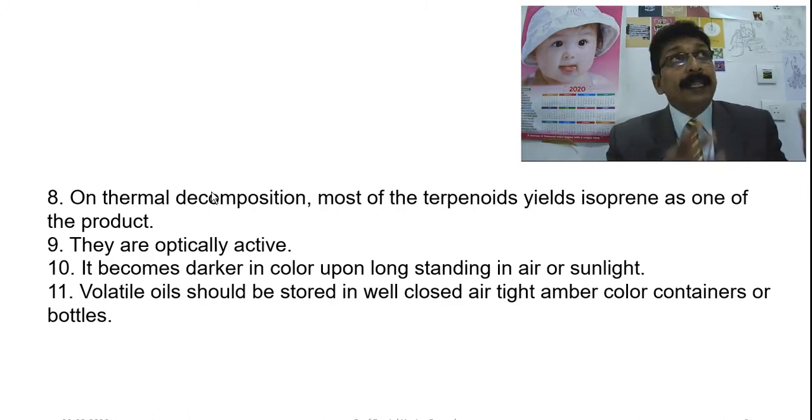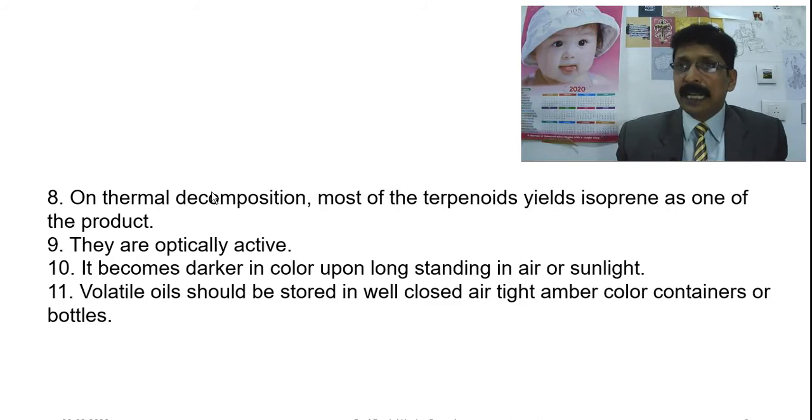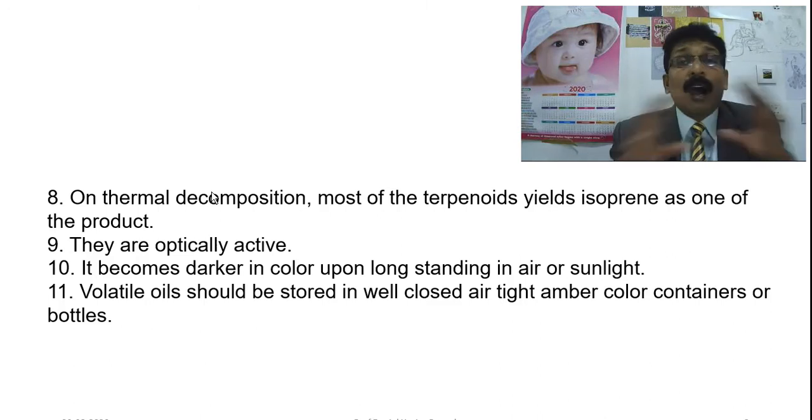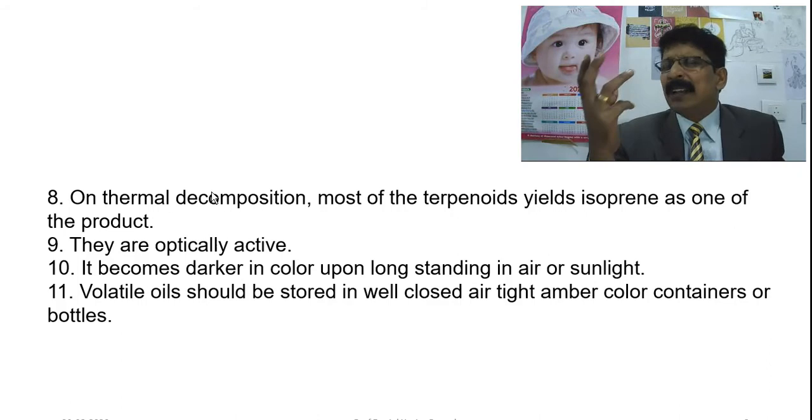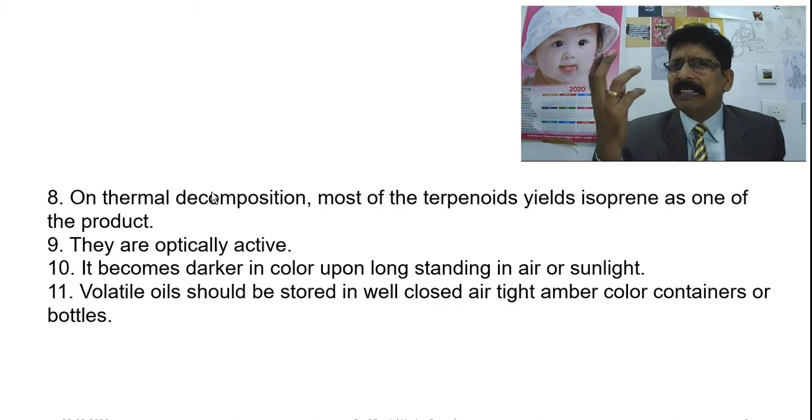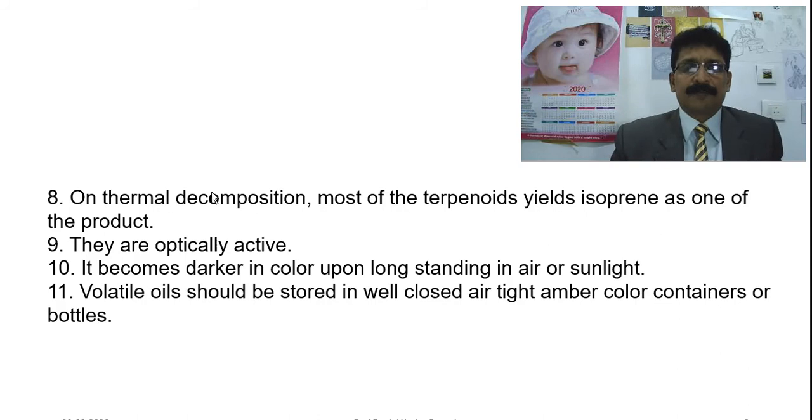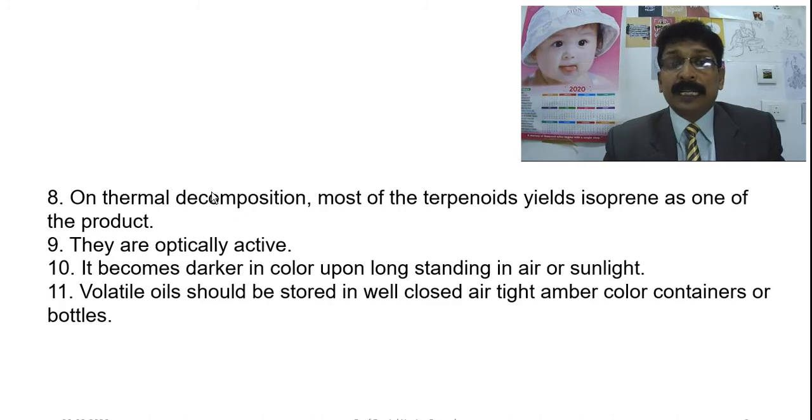When you keep them in an open container in the air for a long time, or in sunlight, they will darken in color. Otherwise, they are very light, colorless, with a beautiful flavor. And volatile oil should be stored in a well closed airtight container, amber colored containers or bottles.